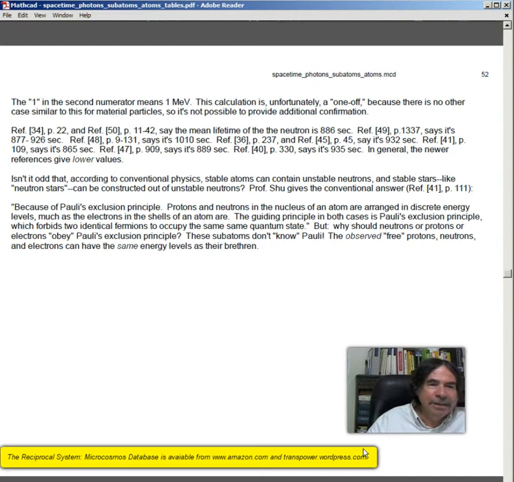He says, quote, "Because of Pauli's exclusion principle, protons and neutrons in the nucleus of an atom are arranged in discrete energy levels, much as the electrons in the shells of an atom are. The guiding principle in both cases is Pauli's exclusion principle, which forbids two identical fermions to occupy the same quantum state." But why should neutrons or protons or electrons obey Pauli's exclusion principle? These subatoms don't know Pauli. The observed free protons, neutrons, and electrons can have the same energy level as their brethren.